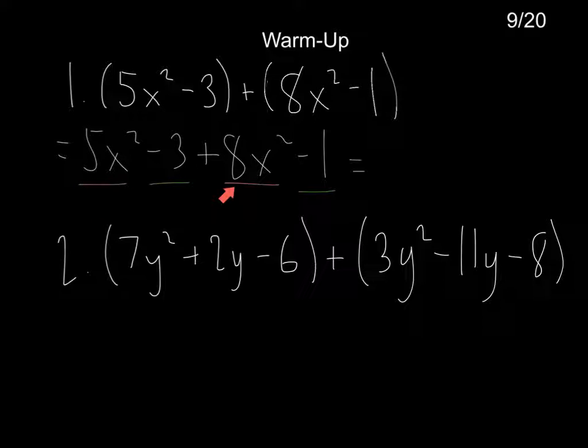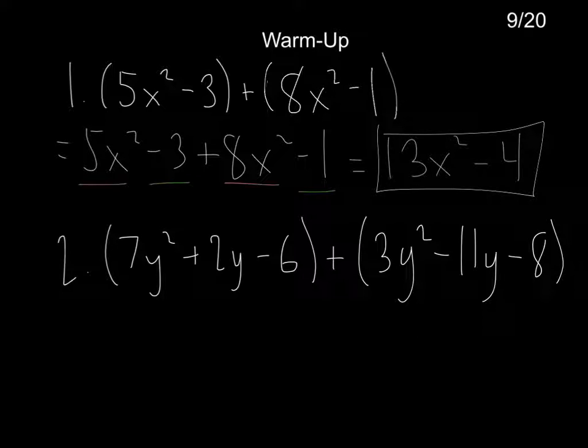5x squared and 8x squared adds up to 13x squareds altogether. And then negative 3 and negative 1 will combine to make negative 4. And notice how we have written this in decreasing order of degree. The second degree is highest, so that's first, and then the 0 degree is smallest, so that's last.